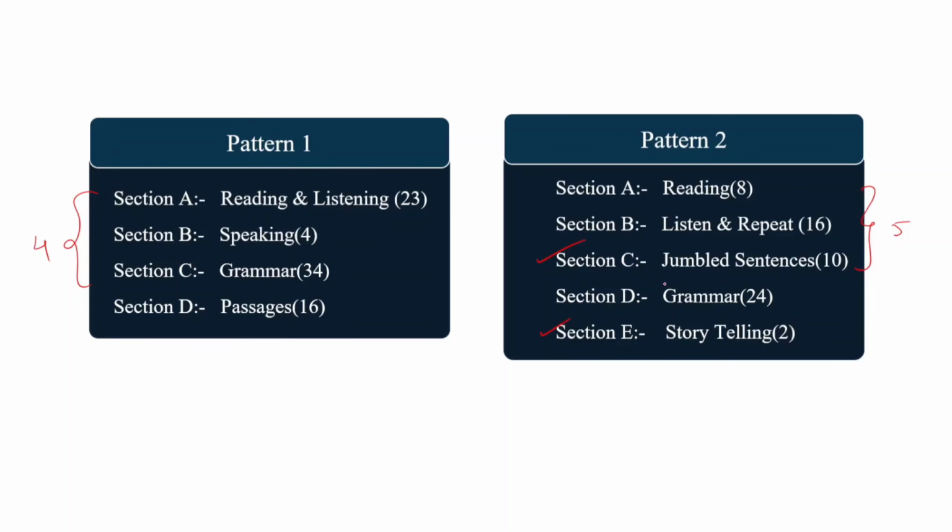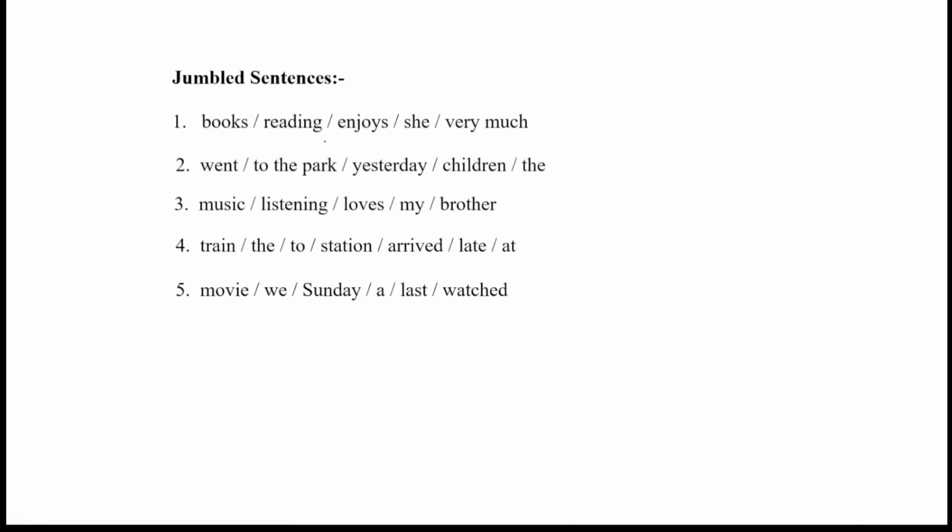So let's start with the jumbled sentences. In jumbled sentences, they will give questions like this, and we need to rearrange all of these words into a meaningful sentence. After rearranging, we need to start the audio and then speak the sentence loudly. Here, the first question is: books, reading, enjoys, she, very much. After rearranging this, we get the sentence: She enjoys reading books very much. So we need to speak the sentence: She enjoys reading books very much.